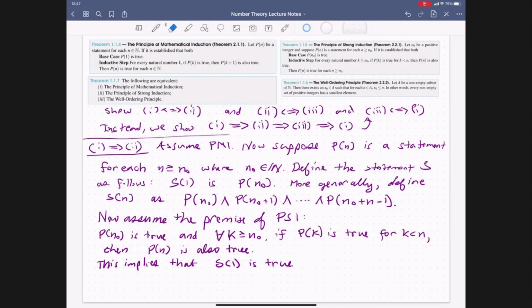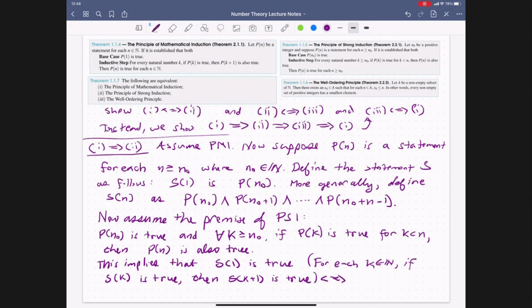So now, for each natural number k, if S of k is true, then S of k plus 1 is true. If we translate this, this statement is the same. If S of k is true, this will be the same as the statement.